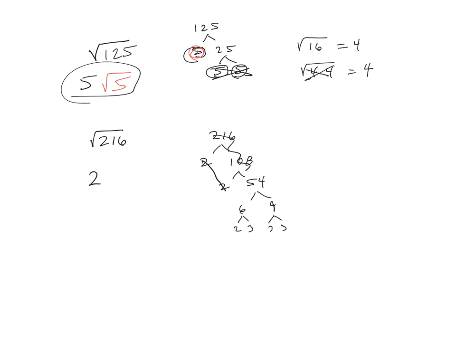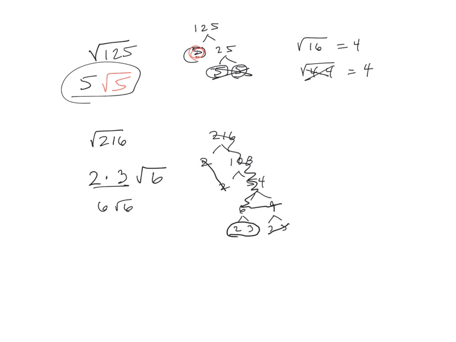We're not looking at any of this other stuff anymore. We're only looking at the bottom of each branch. So then here's a pair of 3s, and so the 3 is allowed out. These two numbers do not have a pair, so you multiply, and that stays underneath. You also multiply what's on the outside. So the square root of 216 would be 6 radical 6.